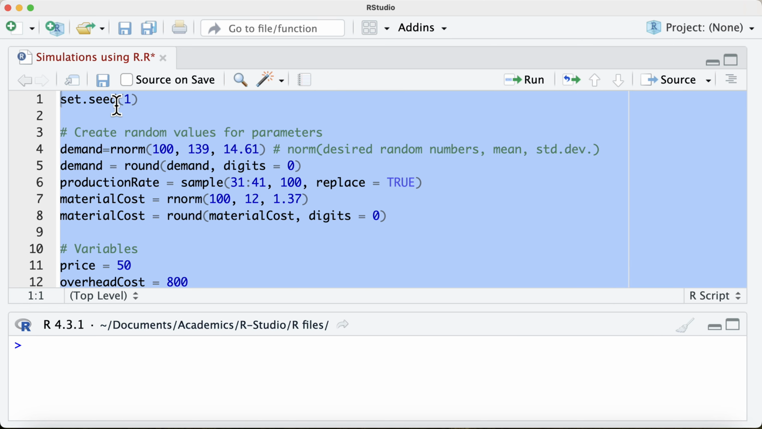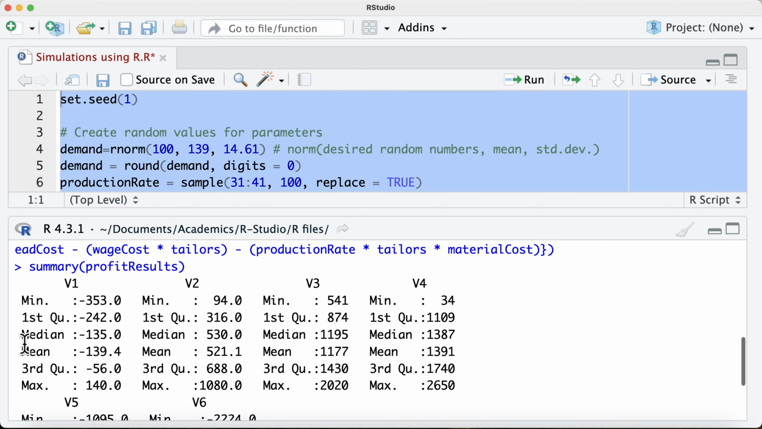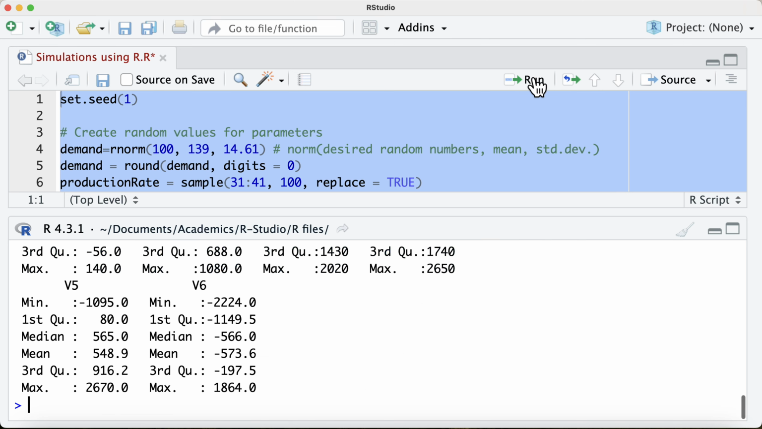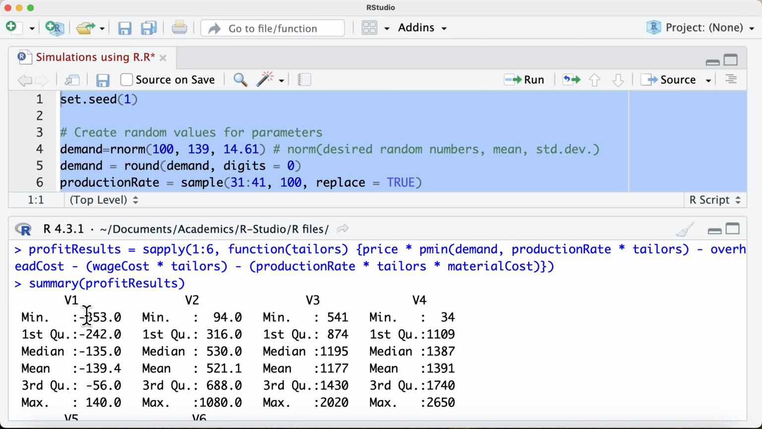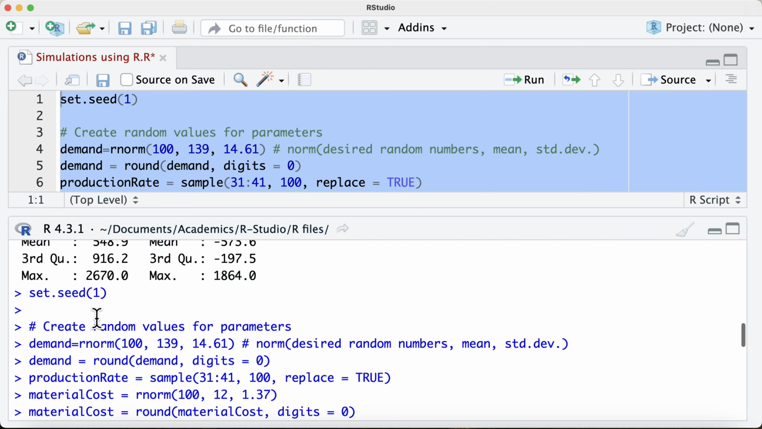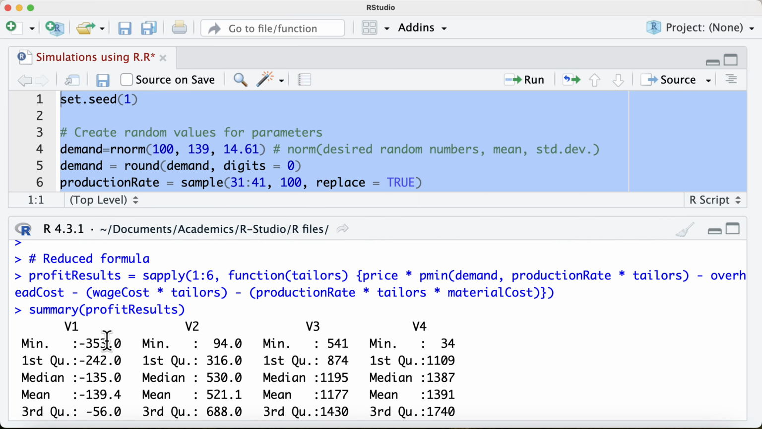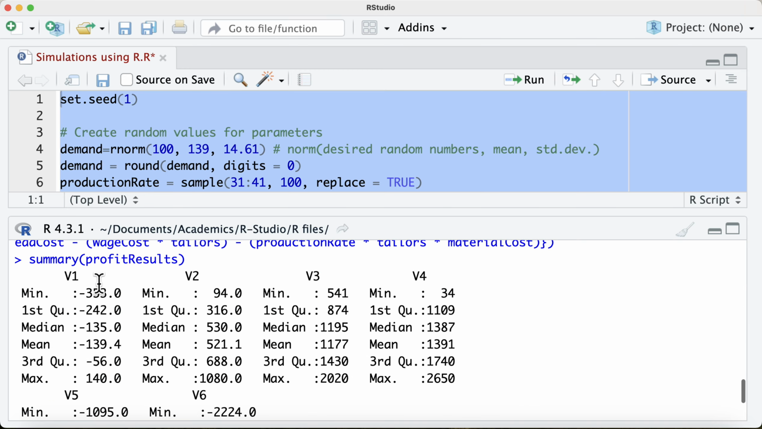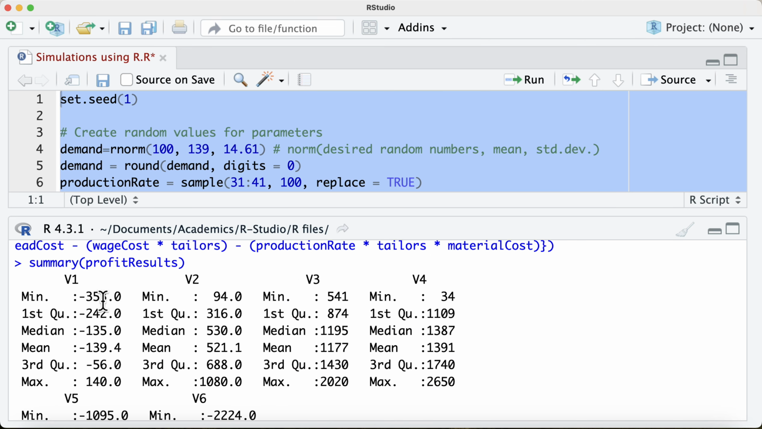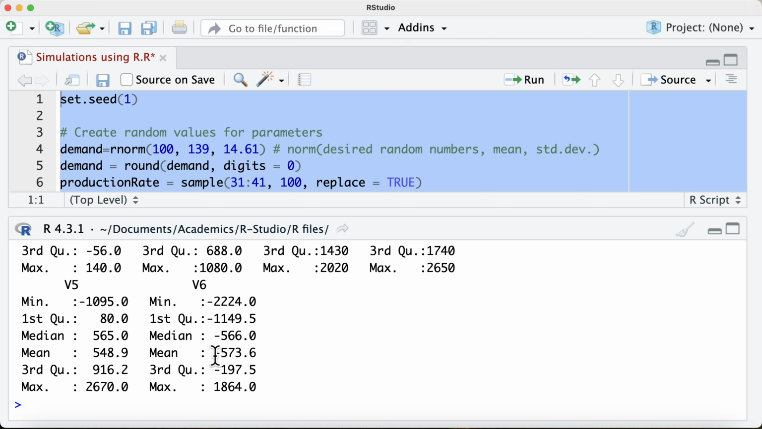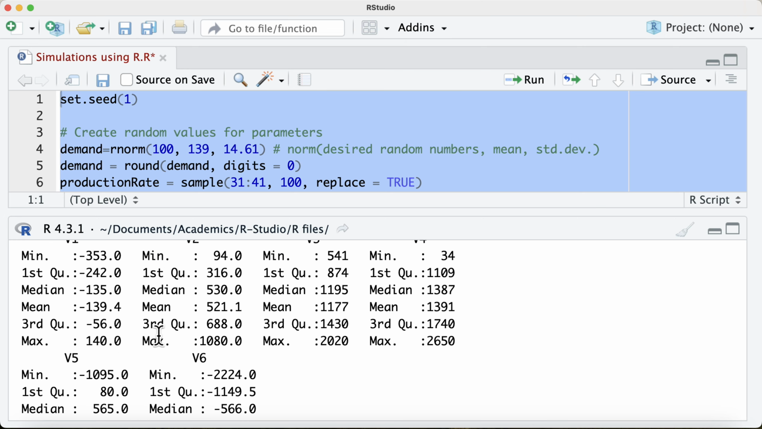For instance, when I run this command, it gives me these results, where in the case of the first tailor it is -353. If I run it again, it gives me the same answer, -353. So as you can see, it was -353 the first time, and when I run it the second time, it gives me -353 again. All other values also remain the same. If I run it a third time, again it gives me the same answer. If I run it a fourth or fifth time, these answers remain the same. So using this code, we can determine if our code is correct or incorrect.